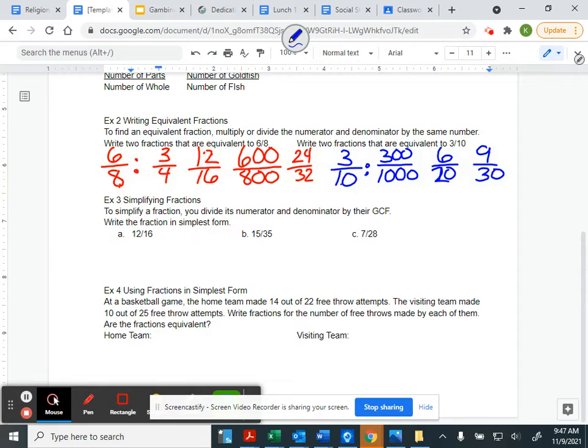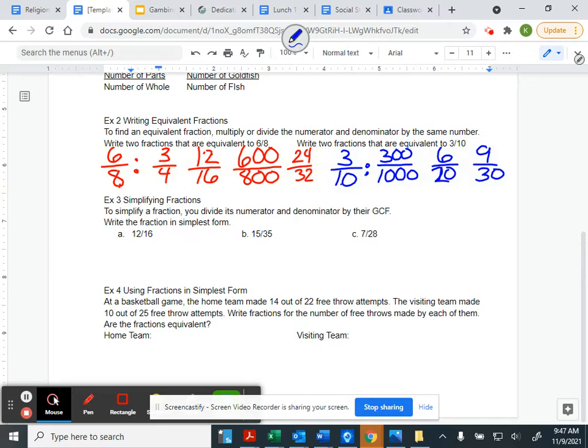Landon, what's one that you came up with? I only came up with 2. Okay, tell me one about. They're the same as those. Which ones? I've got 3 up there: 3/10, 300/1,000, and 6/20. Okay, 300/1,000 and 6/20. Those are good equivalent fractions.